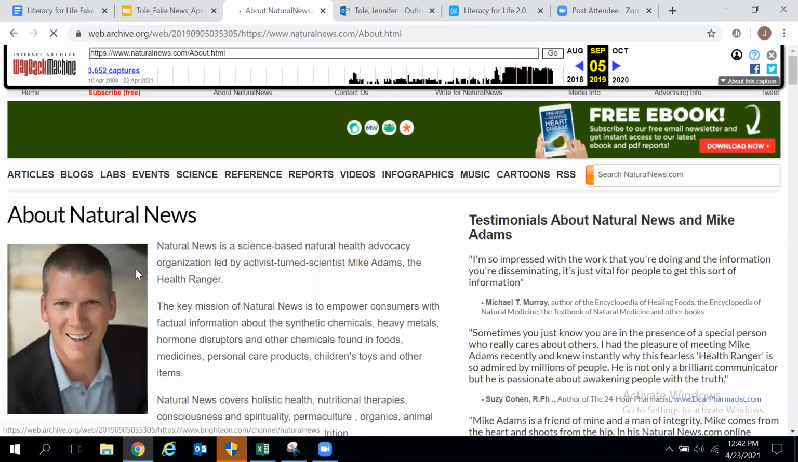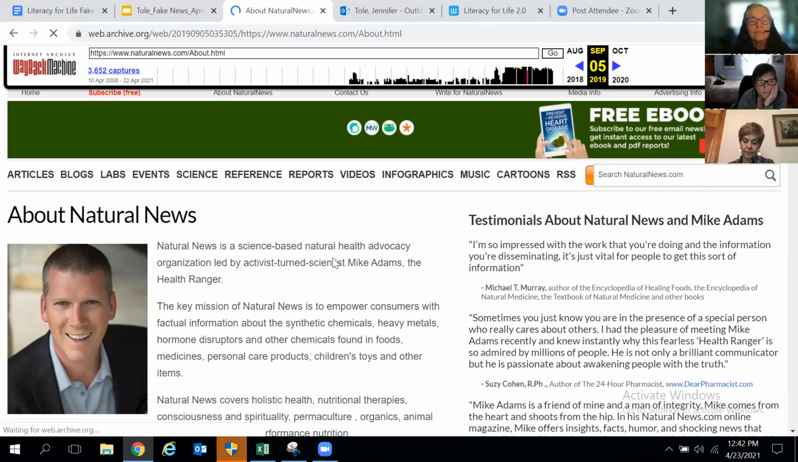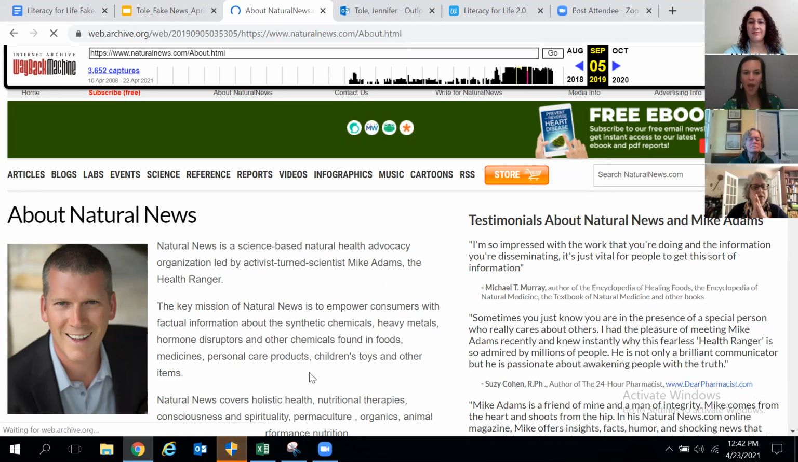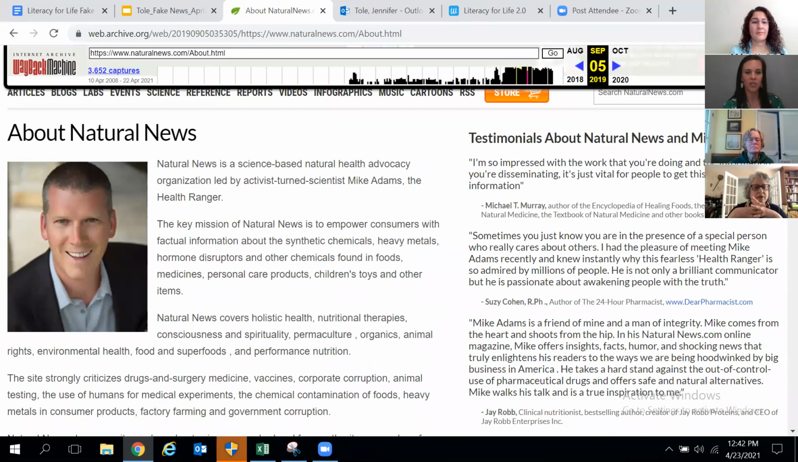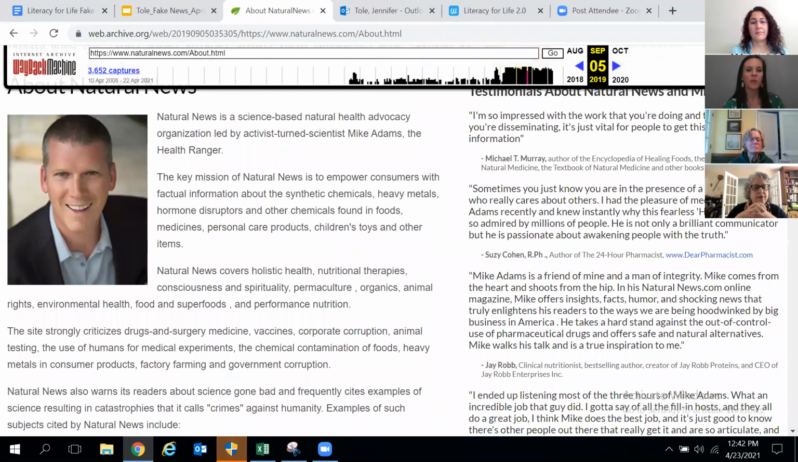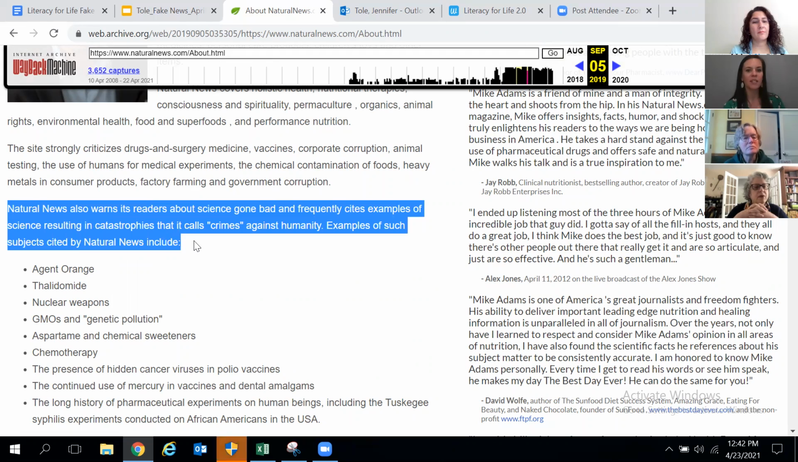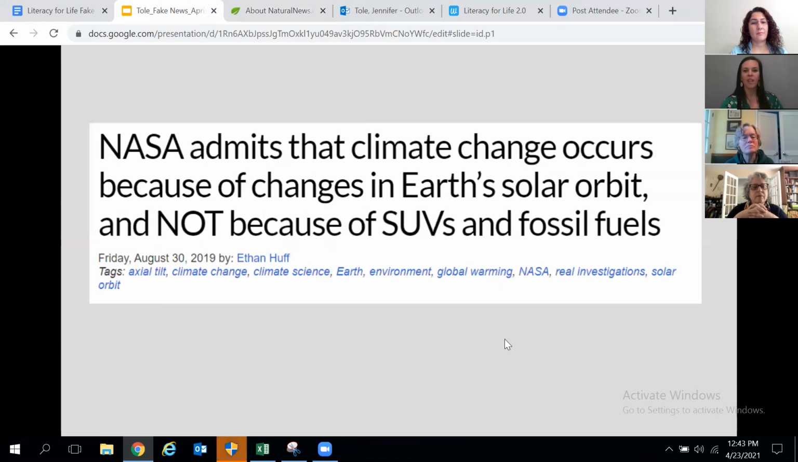And what they'll tell you on their about page is that they're a science-based natural health advocacy organization. They're empowering consumers. And as you start to read down, you can see what they're interested in. Most of this sounds pretty good, right? Holistic health, spirituality. They also warn readers about science gone bad and frequently cite examples of science resulting in catastrophe caused crimes against humanity.